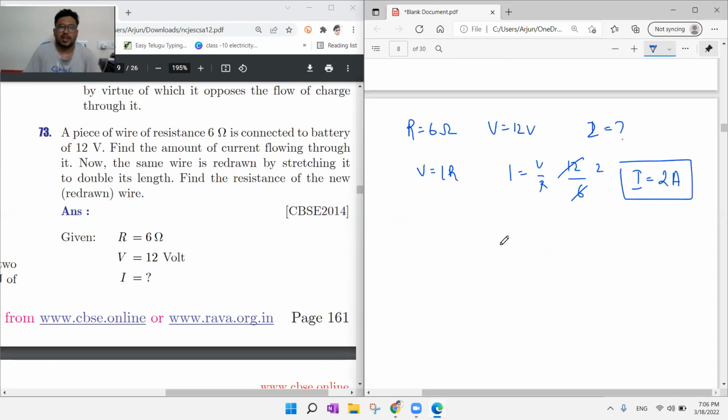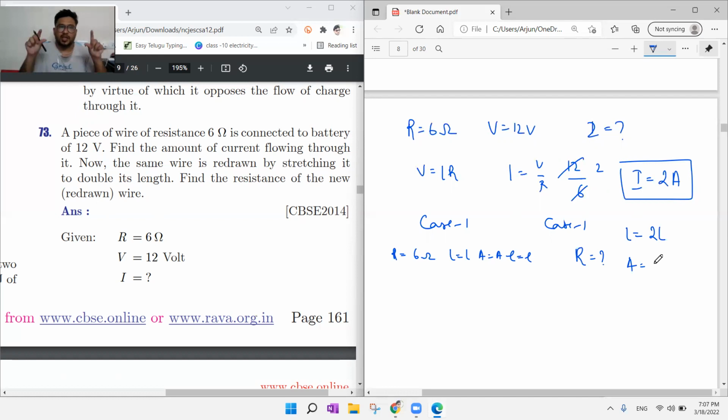Now what they are asking, if the wire is stretched to double its length. Already we have seen that example. So here case 1, case 2. In case 1, R value will be 6 ohm, and the length of wire is L, area of cross section is A, resistivity rho. In case 2, R value we have to find, L value is stretched to 2L, A value is, if wire is stretched, automatically its diameter reduces, radius reduces, area reduces, thickness reduces, it becomes A by 2 and rho value will be rho.